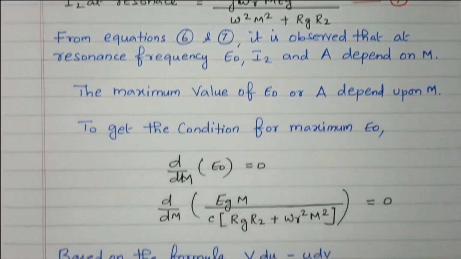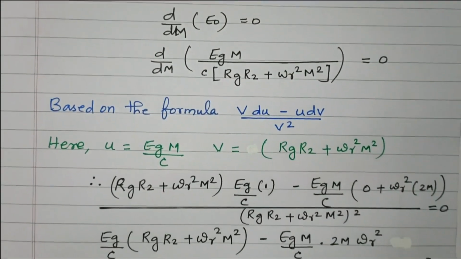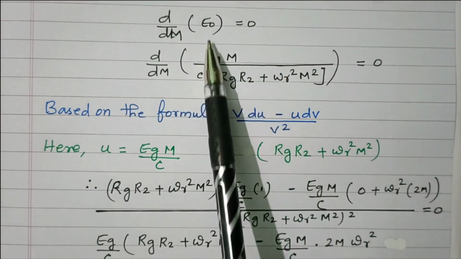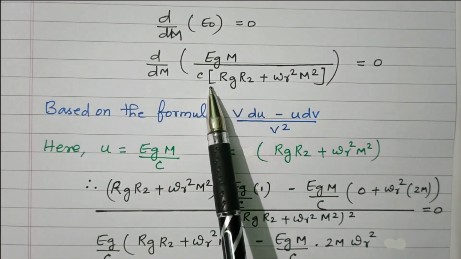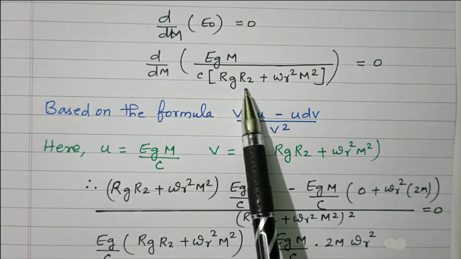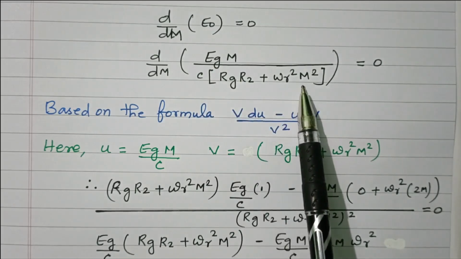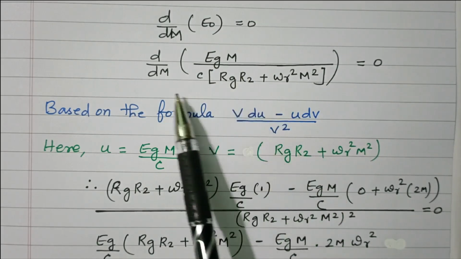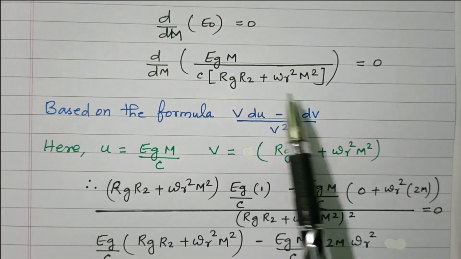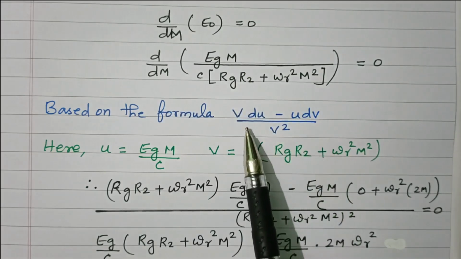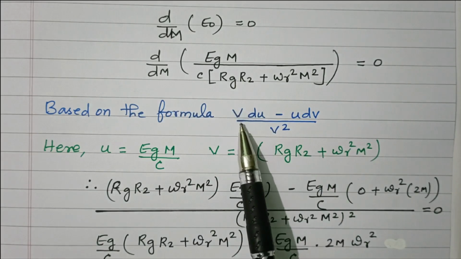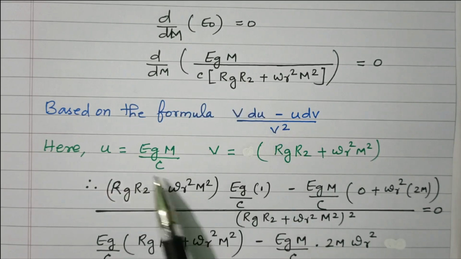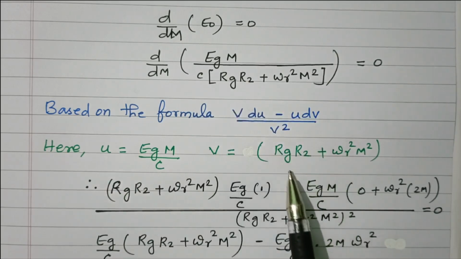Now we'll substitute the E naught value. So d by dM of E naught equal to 0. E naught is nothing but Eg M divided by C of Rg R2 plus omega r square into M square. Now we need to differentiate this term with respect to M. M is available in the numerator as well as the denominator, so we can use the U by V method. This Eg M is U, and the term in the denominator is V.